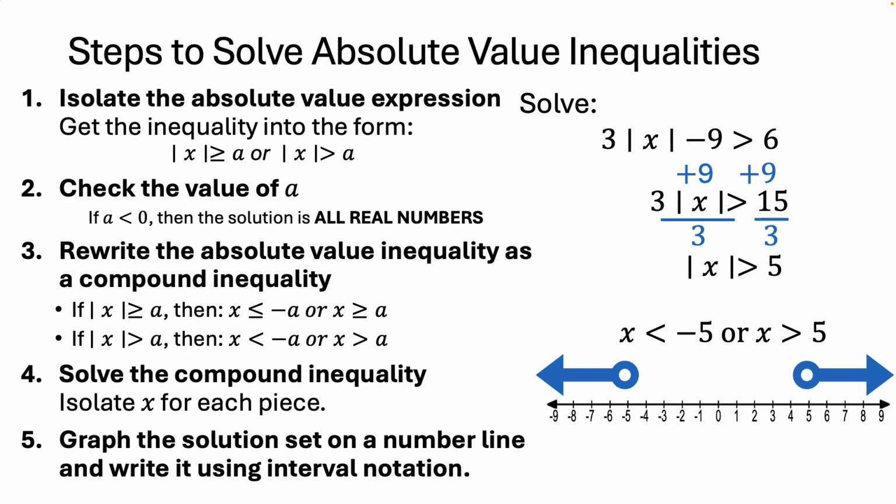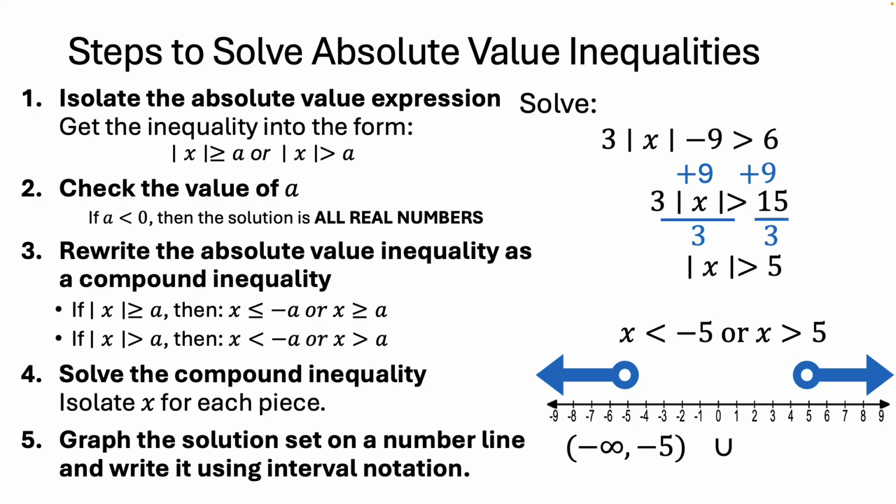Now let's go ahead and rewrite each piece of this compound inequality in interval notation. For the piece on the left where x is less than negative 5, we would write that as negative infinity to negative 5. Negative infinity would receive a round parenthesis, and negative 5 would receive a round parenthesis since we are dealing with a strict inequality.